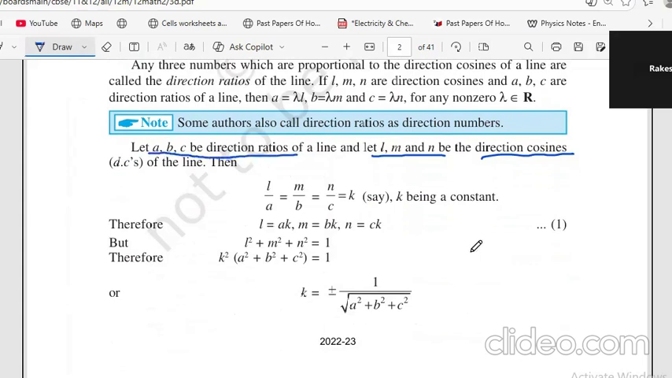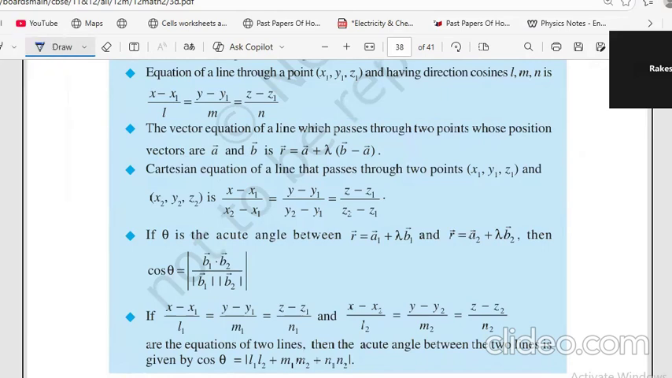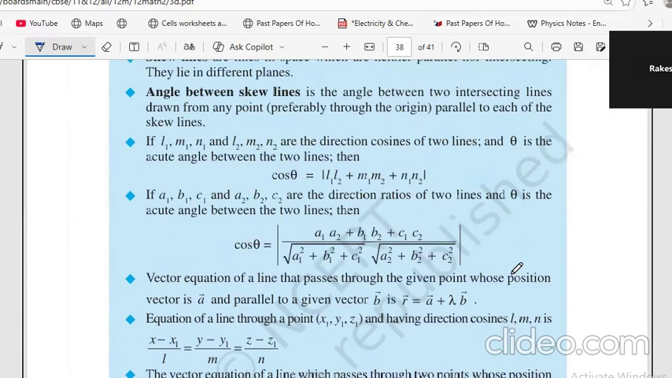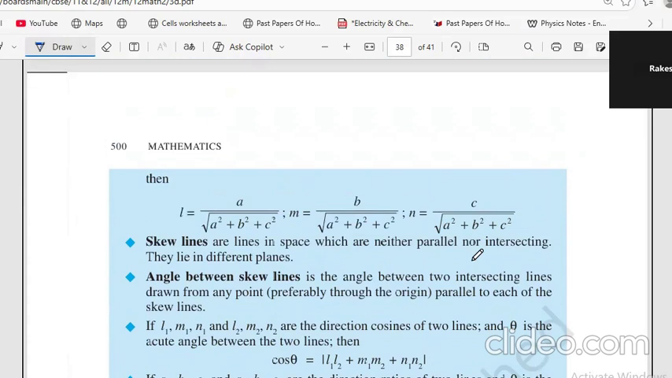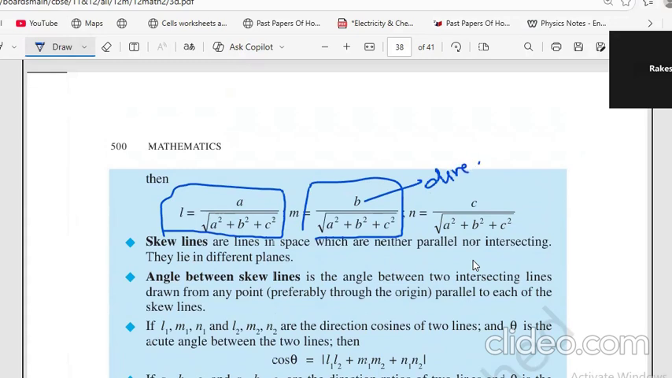So, in case, how are they connected? They are connected by this formula that L is A over this, M is this, where A, B, C are the direction ratios. So these are the direction ratios, and these are the direction cosines. Yeah, I'll come to that.